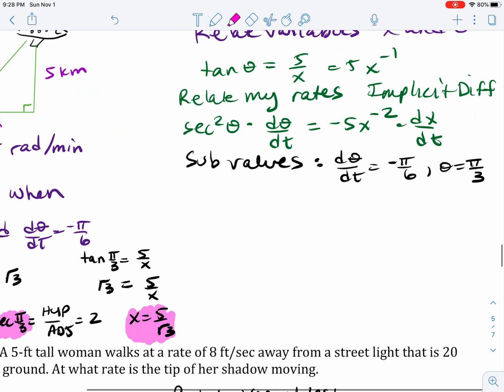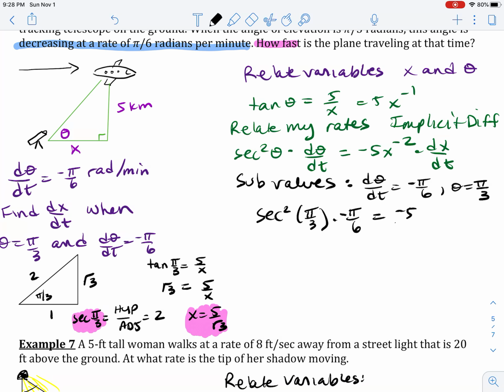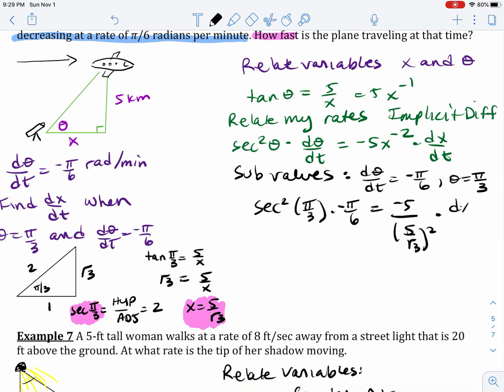So I'm going to be taking the value of x equal to 5 over root 3 and my secant of π over 3 so that I can substitute my values. So my secant squared of π over 3 times dθ/dt, and dθ/dt is negative π over 6, right, is going to equal minus 5, and I'm just going to take that x to the negative 2, and that x to the negative 2 is x squared, and so I'm going to put that in the denominator, and so that's going to be 5 over root 3 squared, and then we have dx/dt.